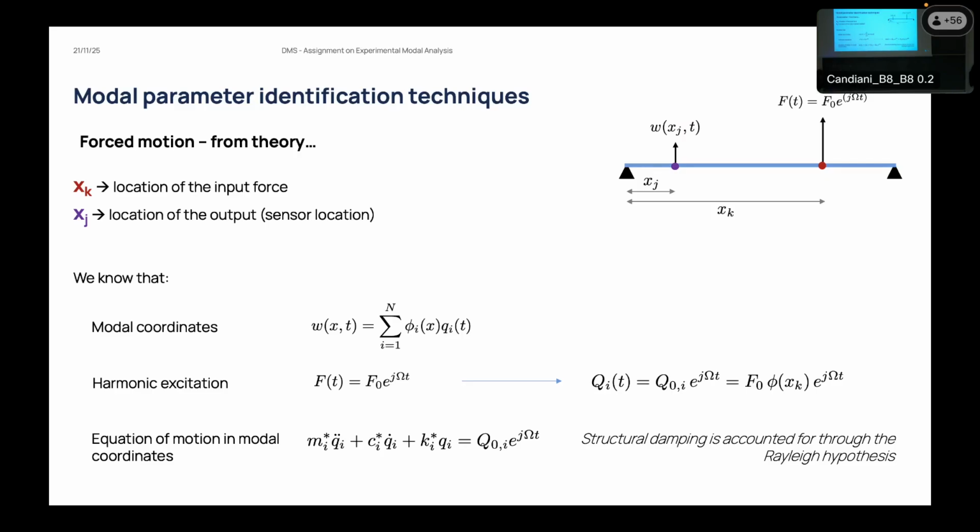This is the equation of motion of the 1 degree of freedom system in qi that is describing the behavior of the ith mode. If you are able to compute the response for each i, you can then go back to describe W. This is the basics of the modal approach.